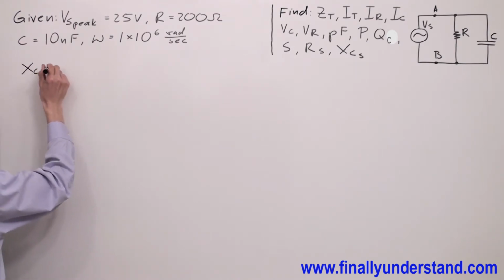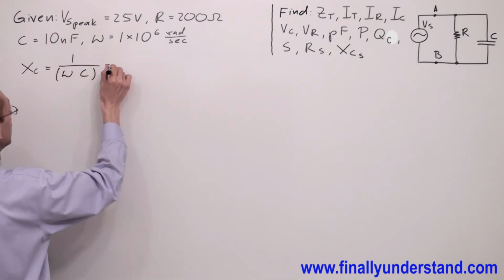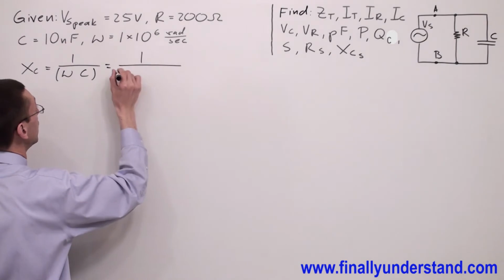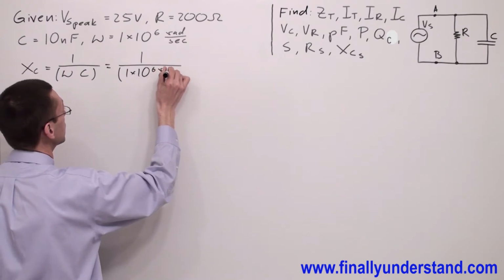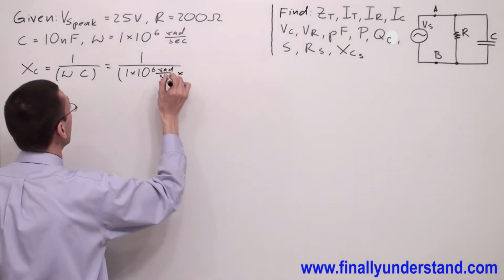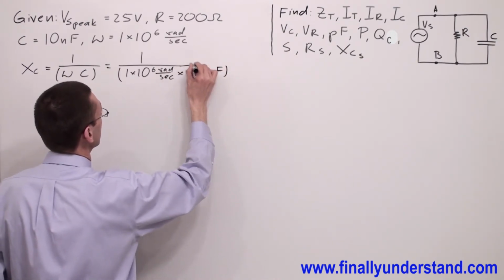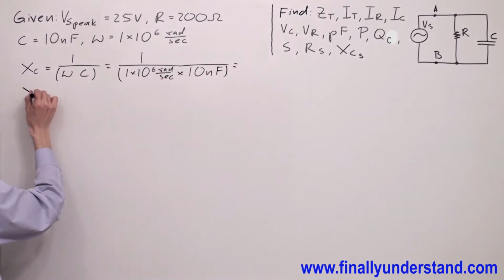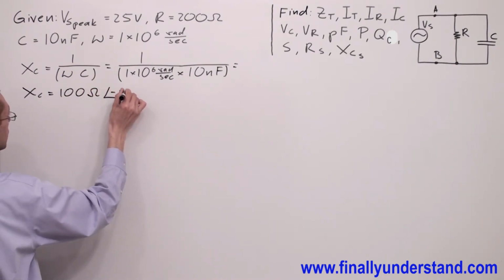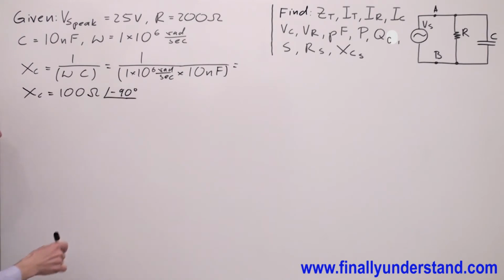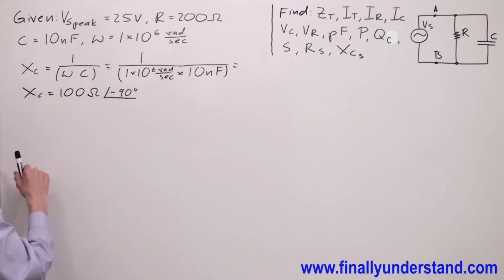So X of C is equal 1 over omega C. This is equal 1 divided by omega 1 times 10 to the 6 radians per second times capacitance, which is equal 10 nanofarads. This is equal 100 ohms and angle of negative 90 degrees. Please keep in mind that capacitive reactance goes always with angle of negative 90 degrees.